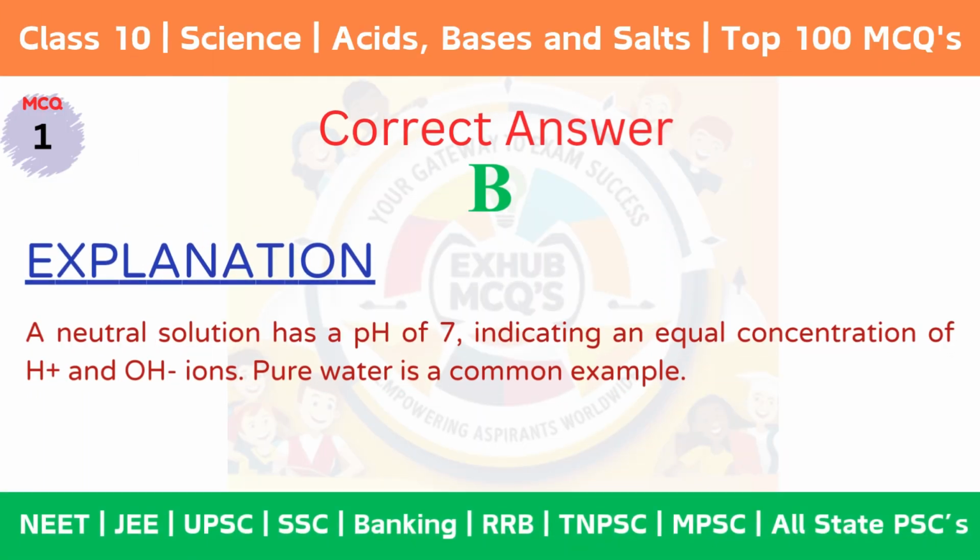Explanation: a neutral solution has a pH of 7, which is neither acidic nor basic. The concentration of hydrogen ions and hydroxide ions is equal. Examples include distilled water. A pH above 7 is basic and below 7 is acidic.